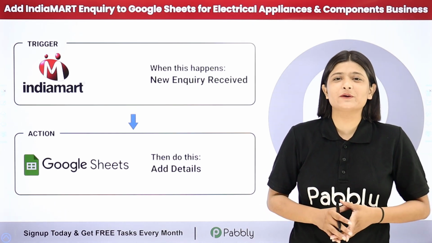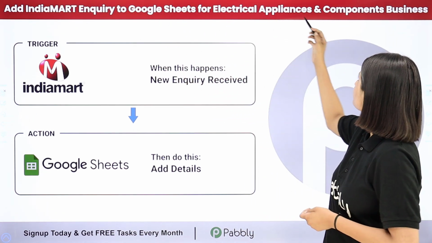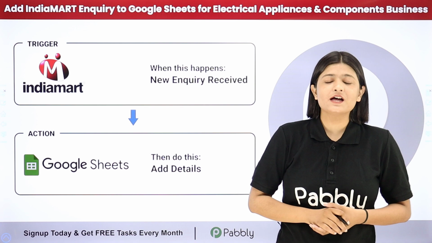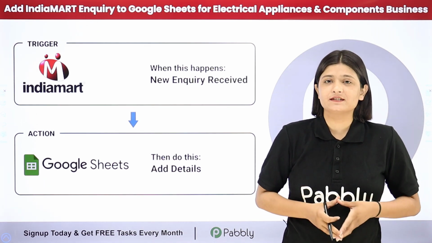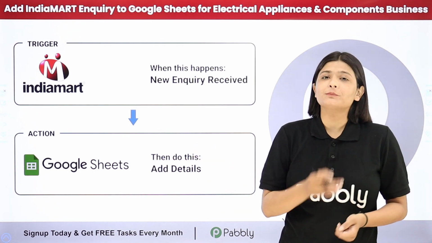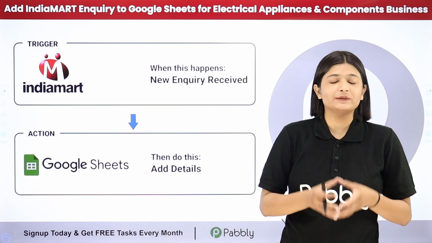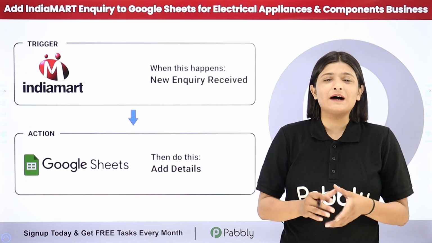So in this video, we are going to learn how to add IndiaMART Enquiry to Google Sheets for electrical appliances and components business. So let's suppose I'm running a store on IndiaMART and receiving many inquiries there. Now I want to add these inquiries in my Google Sheets automatically because doing this manually will be a very tedious task. So I can do this automation with the help of Pabbly Connect.